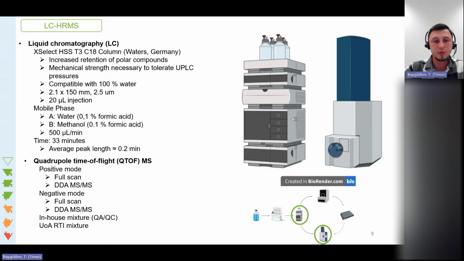Detection was performed using a quadrupole time of flight mass spectrometer, and we did that in two modes, positive and negative. Every extract was analyzed 4 times, in full scan mode and in DDA, which stands for data dependent acquisition mode, a crucial step for the identification of chemicals because it allows us to get a mass spectrum. We also applied our in-house QA/QC mixtures and the University of Athens retention time indexes mixture to be able to predict retention times for unknown features.